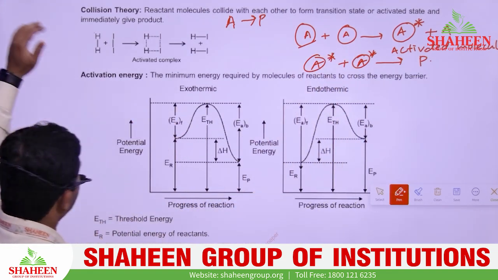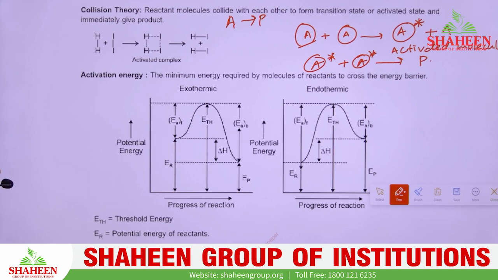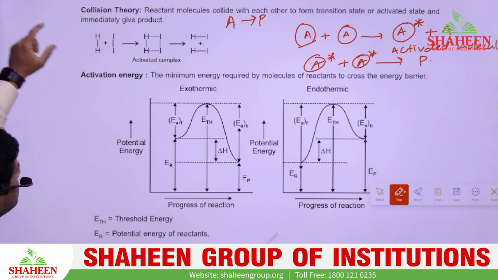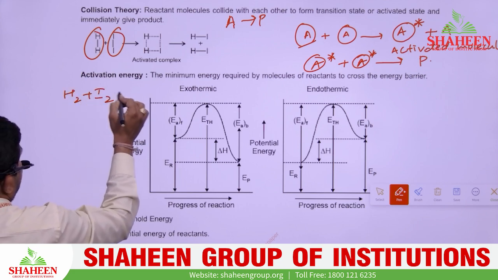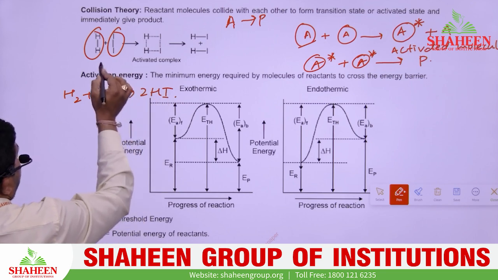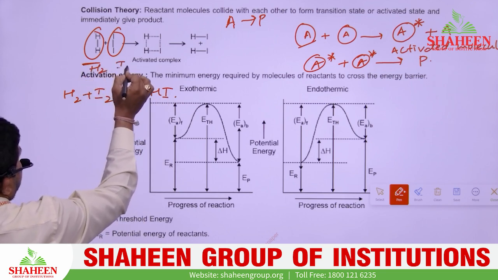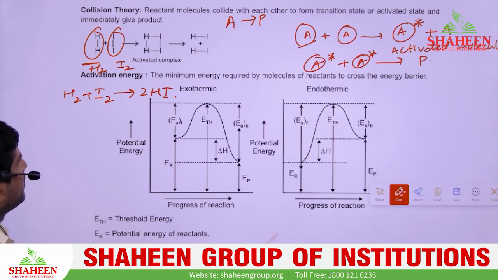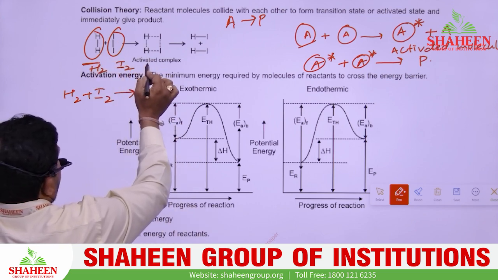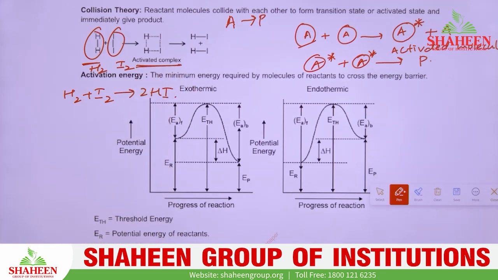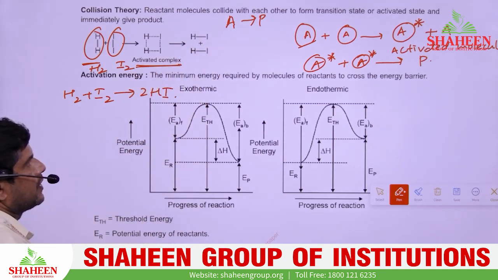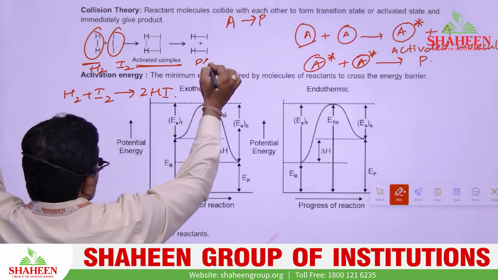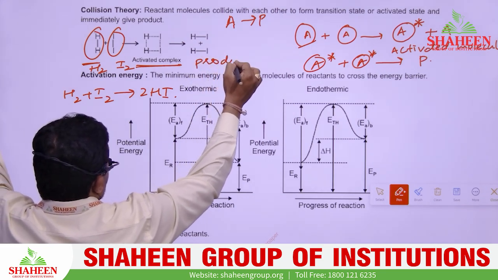After converting into the transition state, the reactant molecule is converted into product. Here the reaction is taking place between hydrogen and I2. H2 plus I2 convert into 2HI. This is a hydrogen molecule and this is an iodine molecule. Both collide with each other and are converted into the activated complex, and the activated complex is converted into hydrogen iodide. Product is formed in the reaction.